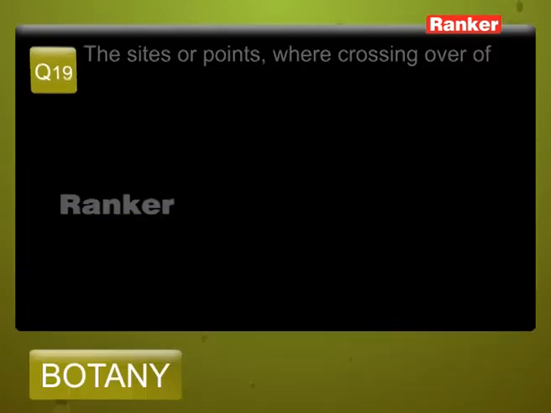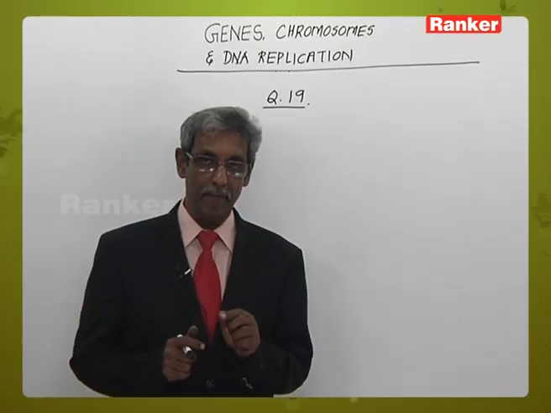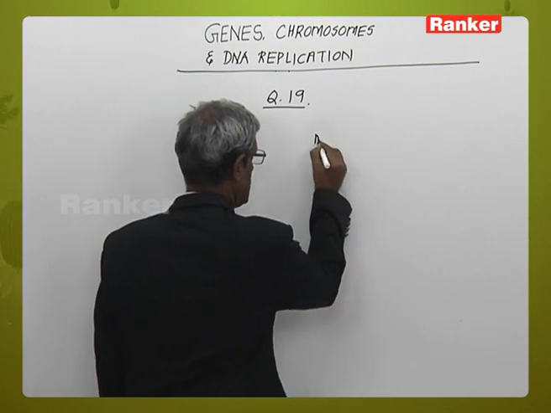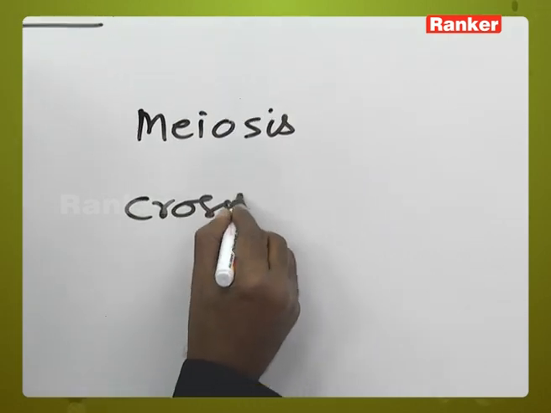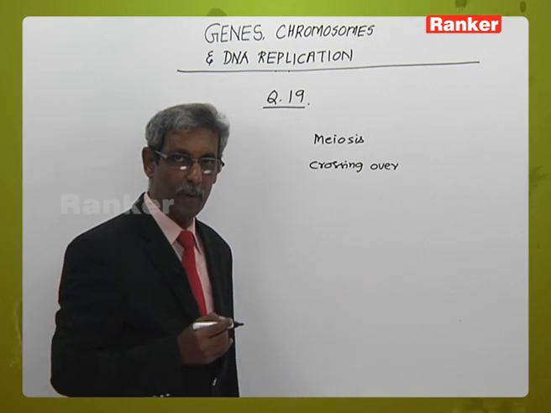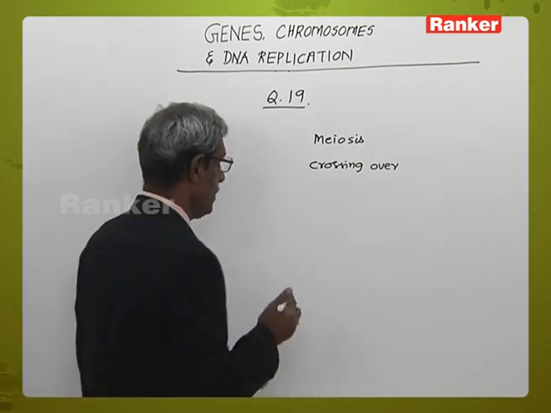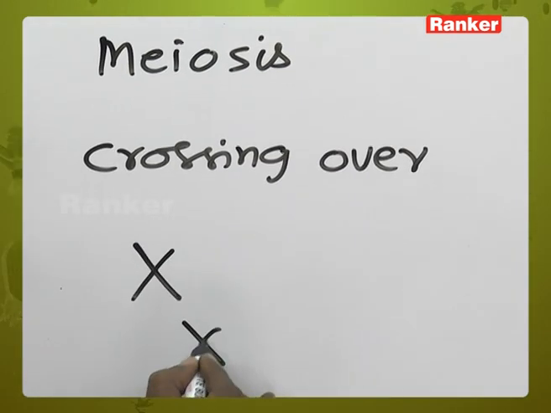Question number 19. The sites or points where crossing over of homologous chromosomes of a pair occurs are termed as A. chromomeres, B. centromeres, C. chromocenters, D. chiasmata. During crossing over, at meiosis, wherever there is crossing over, we are dealing with reciprocal exchange of non-sister chromatids of homologous chromosomes. So, whenever there is crossing over, it is indicated by the figure X.